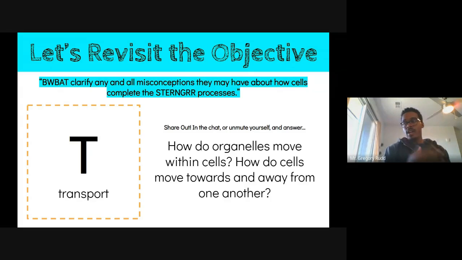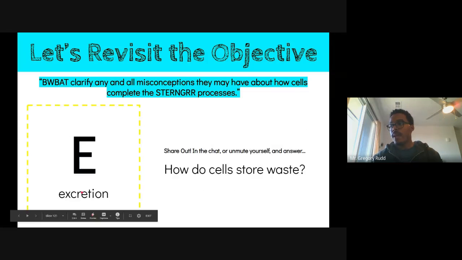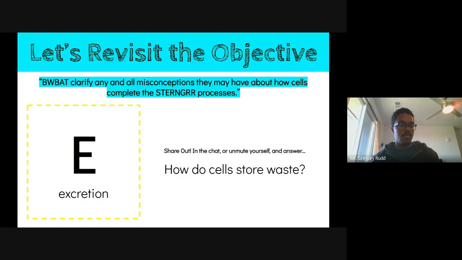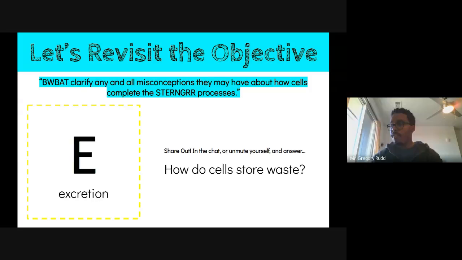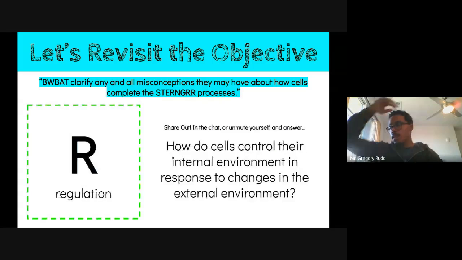All right, so transport is a cool one. We've got several examples of that. What about excretion? That's the E in Sternger. How do cells store waste? Vacuoles. Inside of a vacuole. Yeah, that's a pretty simple one.